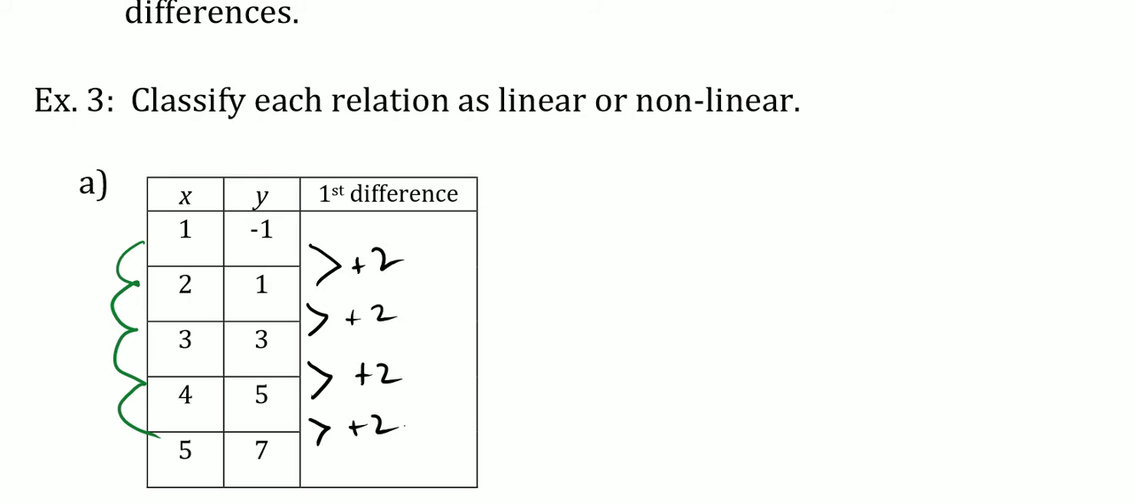What are my y's changing by? From negative 1 to 1, what is it? That went up 2. What does the next one go up? Goes up 2. Caleb, what does the next one go up? From 3 to 5, what is that? Up 2. 5 to 7, Damien? Up 2.